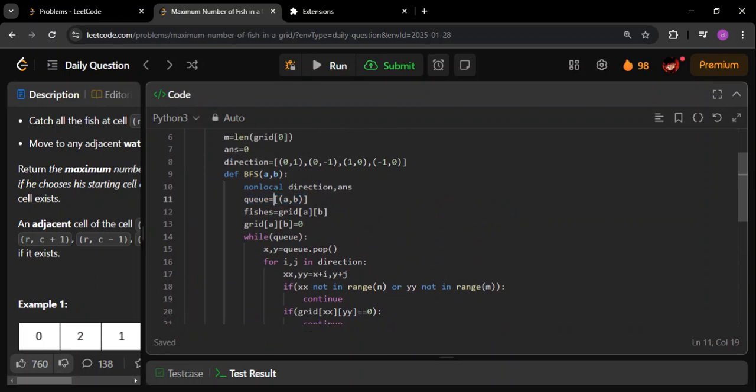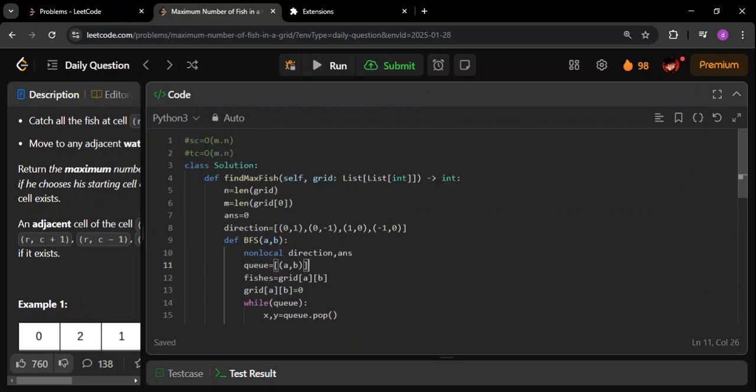If you assume the worst case, in a single iteration what is happening is that you are popping one node out and at max you are pushing four nodes in. So there is no way to directly assume the space complexity. But if you consider the worst case, on the upper limit it will be having O of m into n cells.